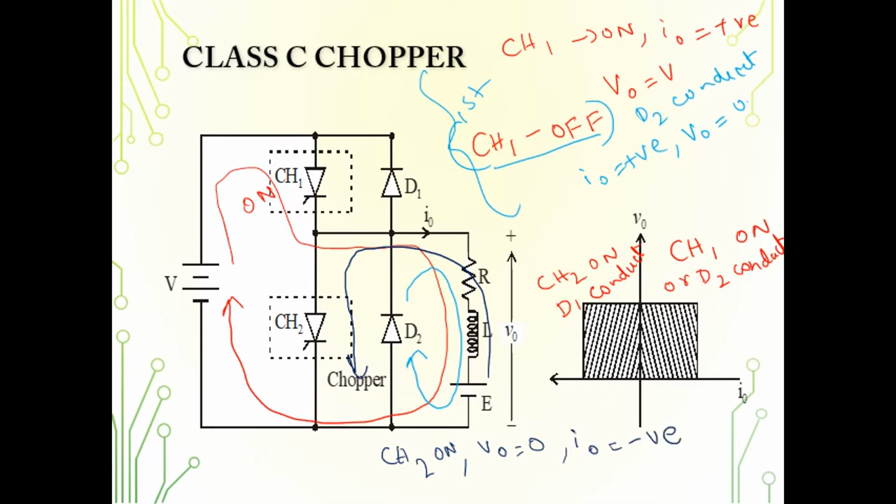So if CH2 is turned off, the current will try to flow in the same direction, but now through the diode D1. So I0 will be negative itself, but V0 is equal to V. So current can be either positive or negative, but voltage is always positive. So in the first quadrant, the power flows from the supply to the load, whereas in the second quadrant, the power from the load is fed back to the source. This is class C chopper.